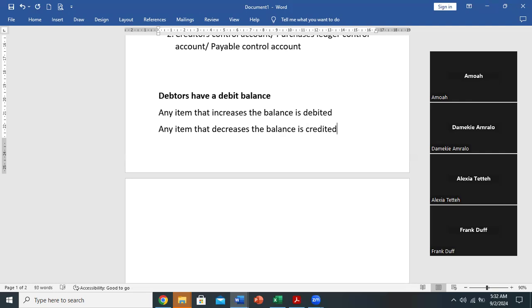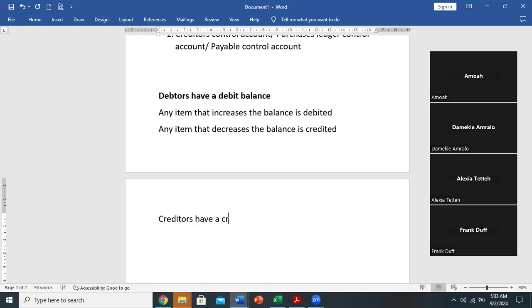So please, this tip should be at the back of your head every day, every time. Debtors have a debit balance, so any item that increases it, you debit. Any item that decreases it, you credit. The same will be for your creditors account, even though we are yet to go to the items to prepare the creditors account.